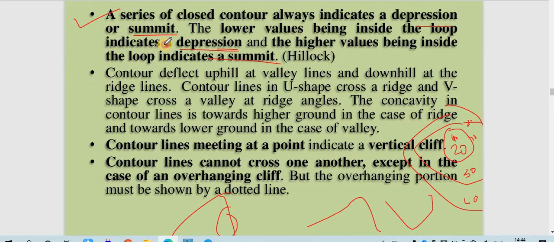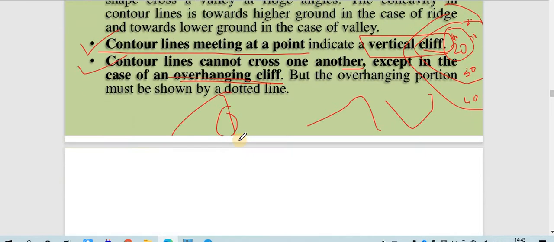Now, contours deflect uphill at the valley lines and downhill at the ridge lines. This is also one of the characteristics. Next one, contour lines meeting at a point indicate a vertical cliff. Next, contour lines cannot cross one another except in the case of an overhanging cliff. As we have seen in the previous slide, contour lines do not intersect each other, but it is possible only in the case of an overhanging cliff. If there is an overhanging cliff, there is a chance that contour lines may intersect each other.